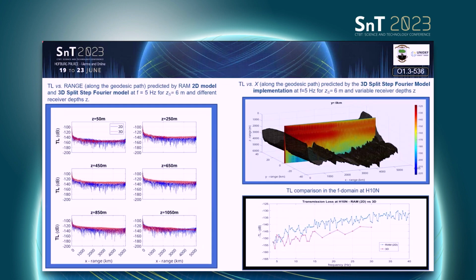Well, in this slide, we are showing the comparison between the two-dimensional and three-dimensional propagation models. On the left, we can see the transmission loss for different depth theta, in the two-dimensional and three-dimensional models along the propagation path, the geodesic path. On the right, we are showing the bathymetry and the 3D split step Fourier model results. And finally, on the bottom, we are showing the comparison between the two-dimensional and three-dimensional model at H10 position.